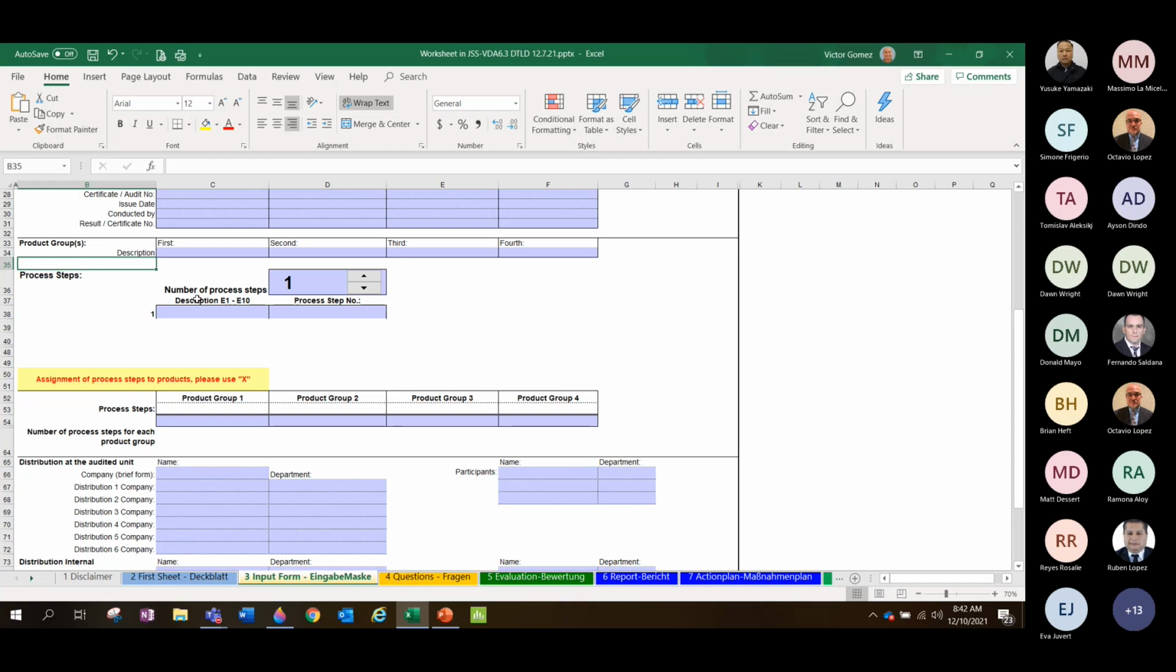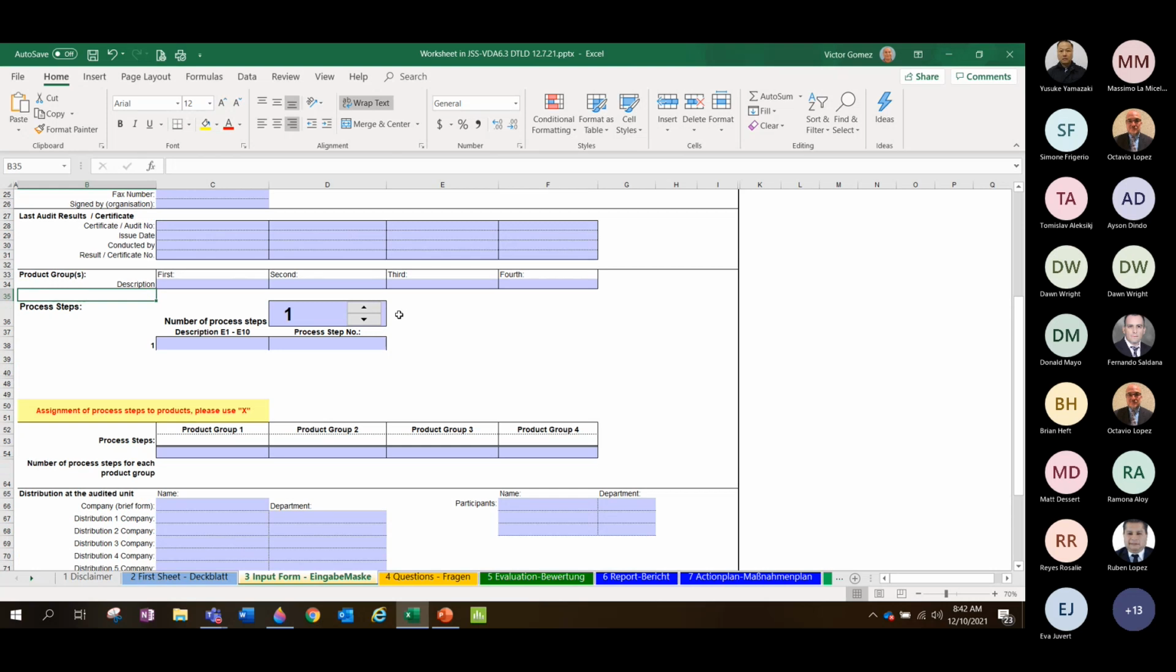VDA is really specific and really goes to the bones. That's how I will say it. It goes in detail, and it's a really good audit, to be honest. But it's really detailed, and sometimes it's time consuming. So when you go and audit a supplier, you will be auditing a specific process, because some suppliers could have multiple processes. I'm going to give you 2 examples.